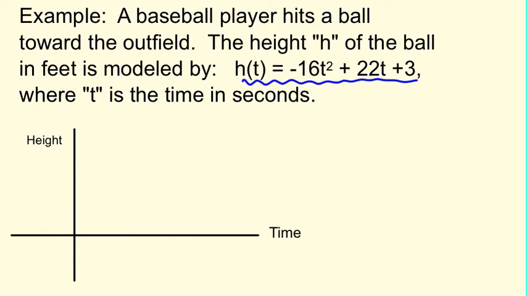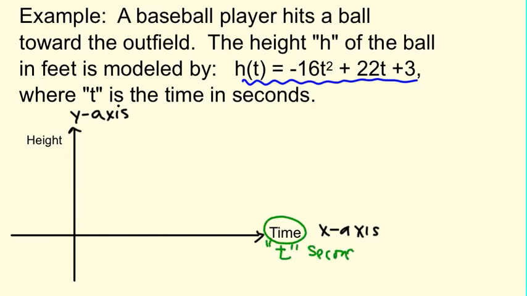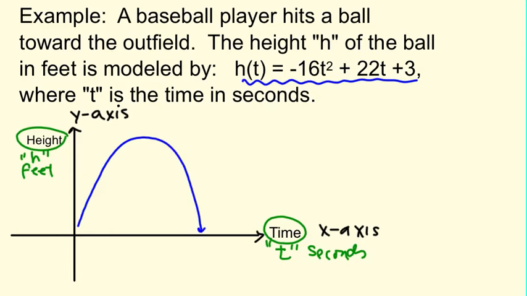So what I've done is I made a coordinate plane. Here is my traditional y-axis, and here is my traditional x-axis. In the word problem, this axis represents my time, t, in seconds, and this axis over here is my height, h, and the units is feet. So imagine this ball going up in the air and then it comes back down. So this is our ball traveling through the air.